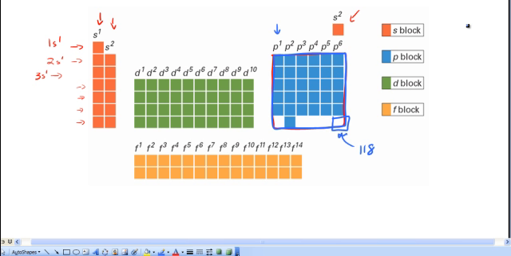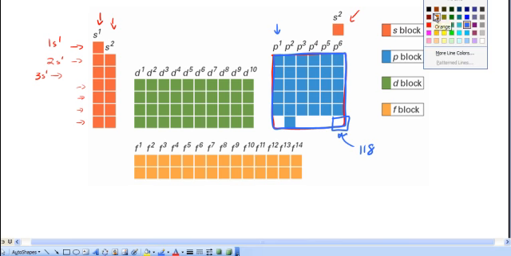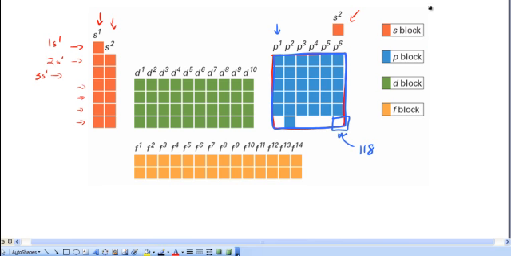Now, what would the electron configuration for an element that was at the very end of the periodic table be? Well, there's a couple of rules that you have to follow. First of all, the s and p block, I'm going to change colors here so we're not confusing ourselves. Let's go with black. Okay, the s and p blocks fill the current energy level.